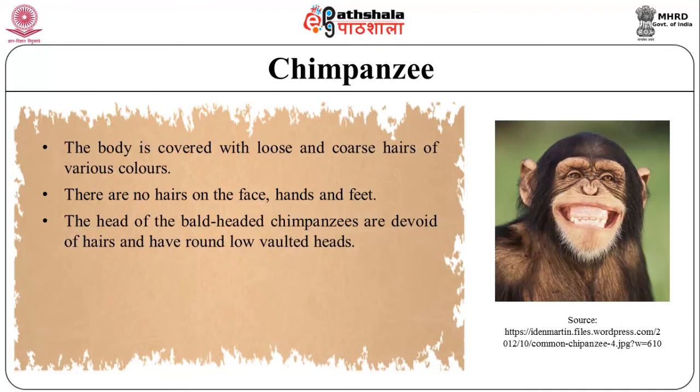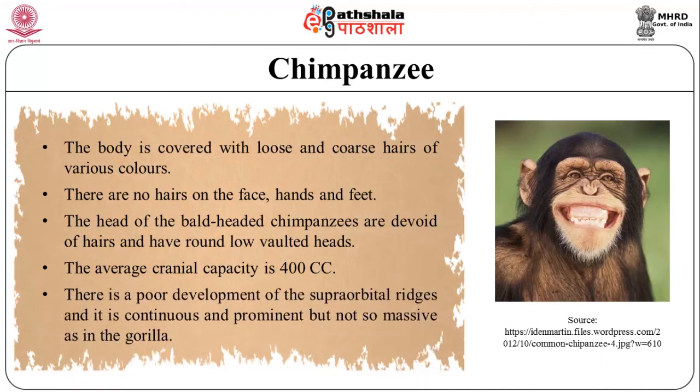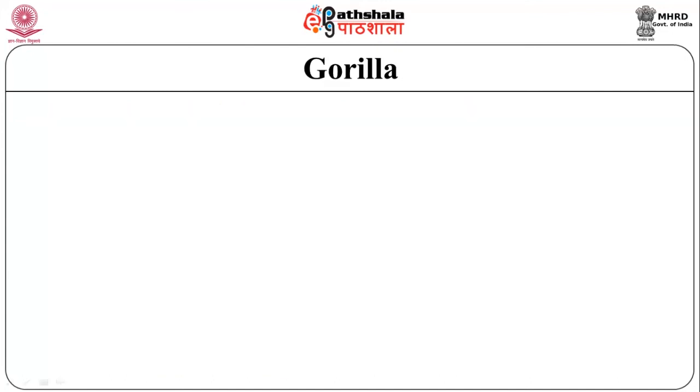Most species of the chimpanzees have round, low-vaulted heads. The average cranial capacity is 400 cc. There is a poor development of the supraorbital ridges and it is continuous and prominent but not so massive as in the gorilla.